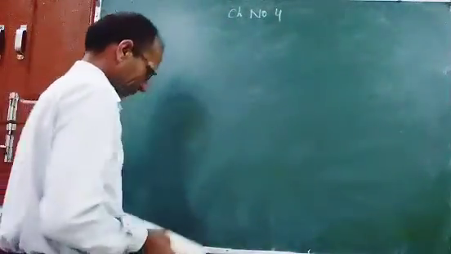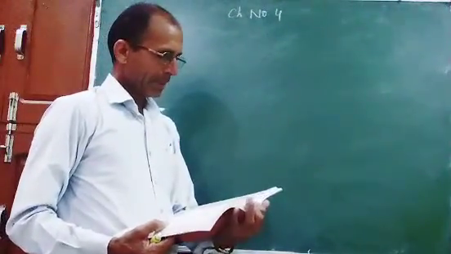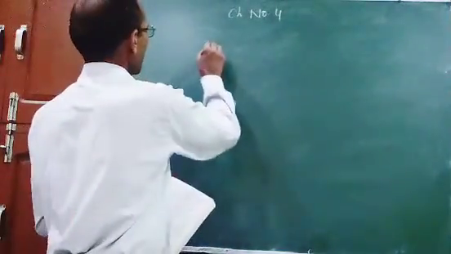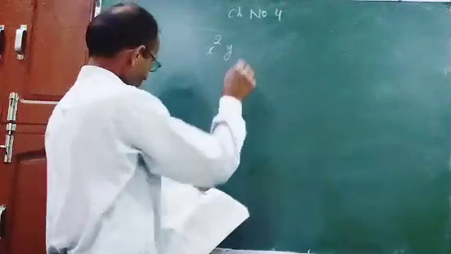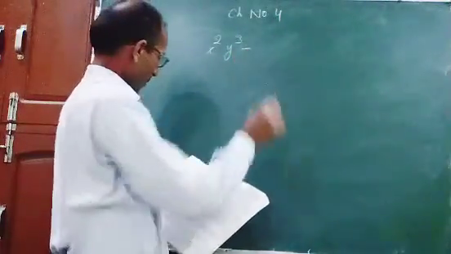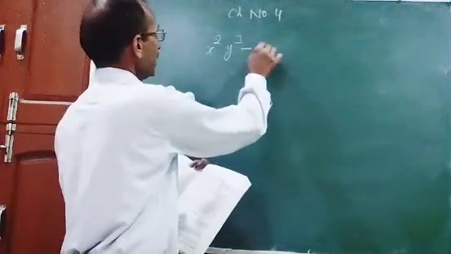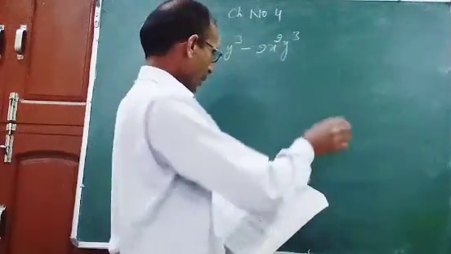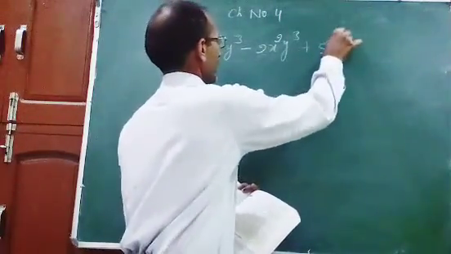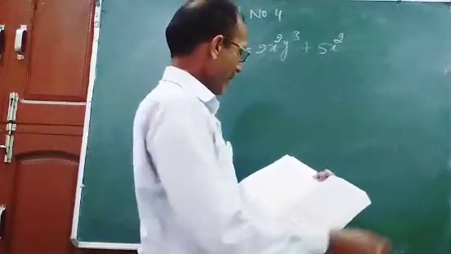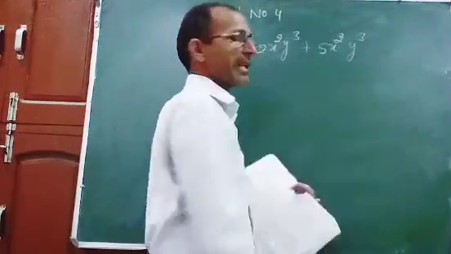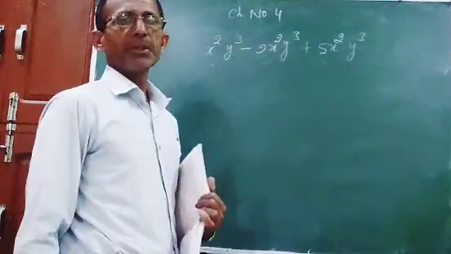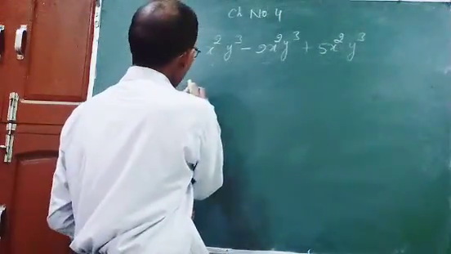Now the next question. x square y cube minus 2x square y cube plus 5x square y cube. So this is the statement. We have to solve it. So what will be the answer?